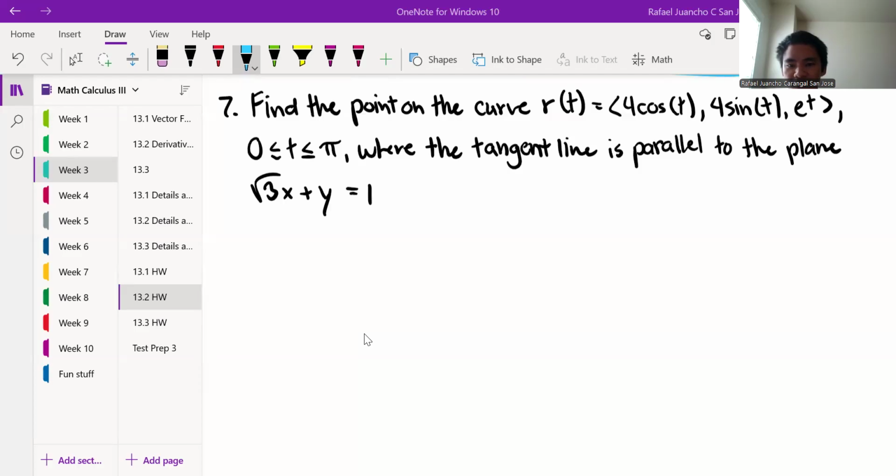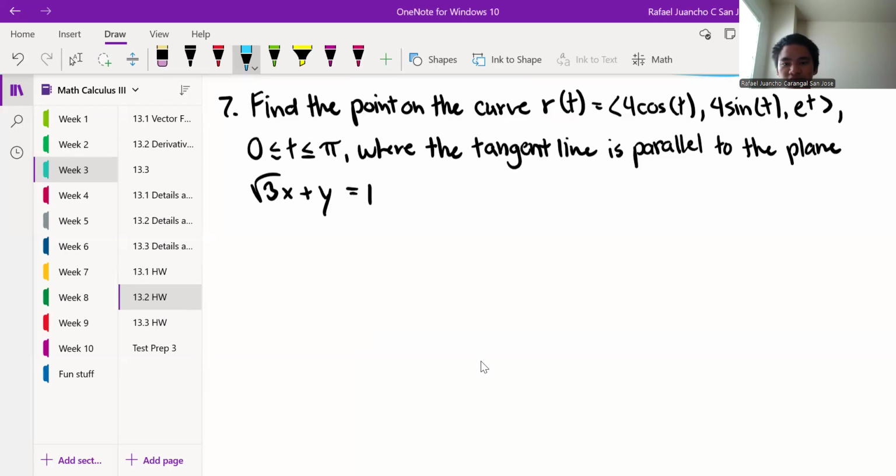Oh, this is interesting. Okay. And then we solve for t here. Okay. Yeah, that's really cool.